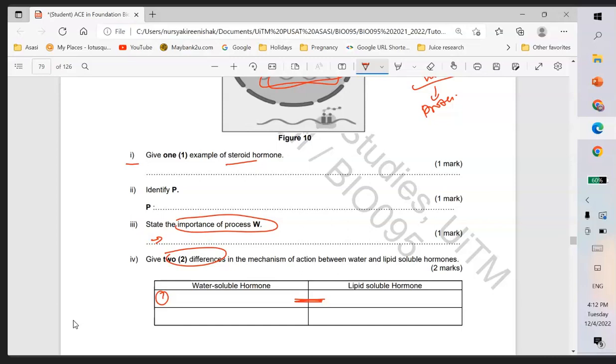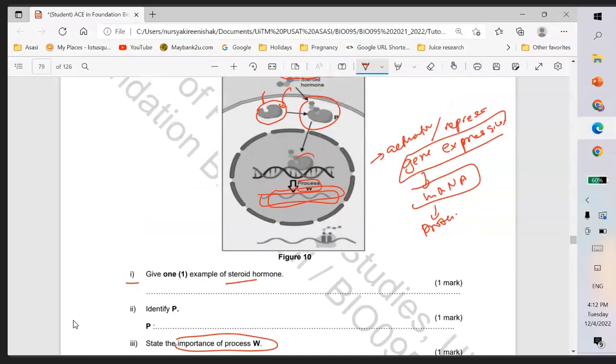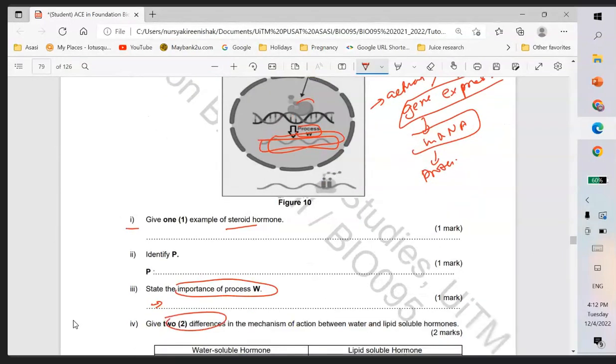Tapi kalau lipid soluble hormone, the location of the receptor will be located in cytoplasm or in the nucleus. Baru betul. You have to compare the same thing, apple to apple. Macam tu. Walaupun facts awak bagi tadi betul, tapi tak dapat markah.